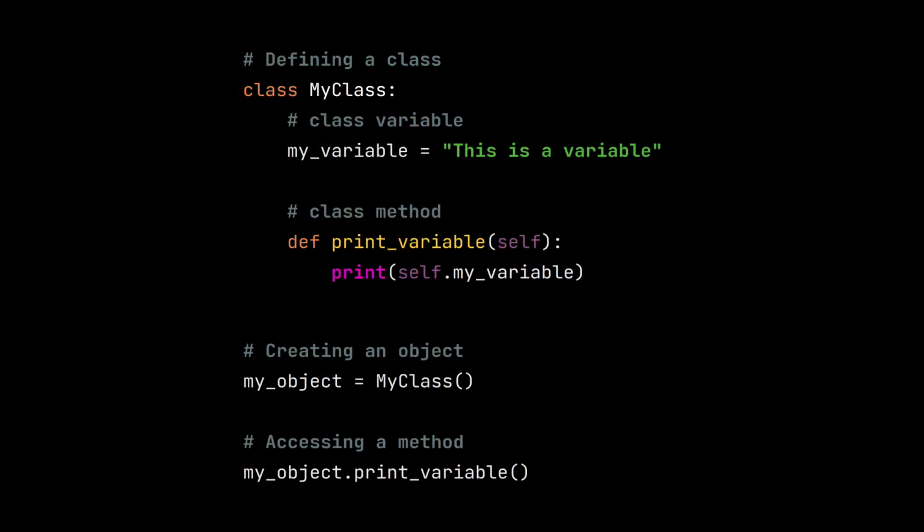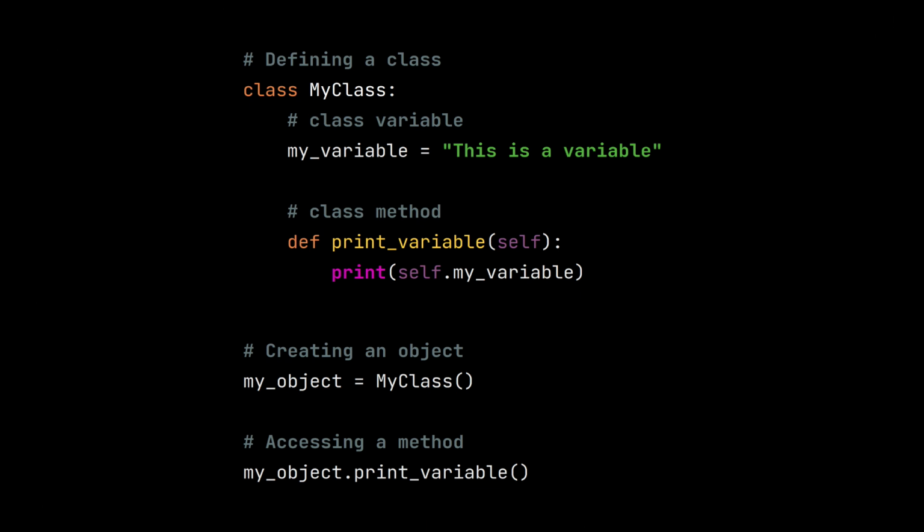Now let's look at classes. A class is like a blueprint for creating objects. It's defined using the class keyword. A class can have attributes, like variables, and methods, like functions. In our MyClass, we have a class variable named my_variable and a method named print_variable. When we want to use a class, we create an instance of the class, which is an object. Each object can have its own values for the class's attributes. In our code, we're creating an object of MyClass named my_object, and then calling the print_variable method.